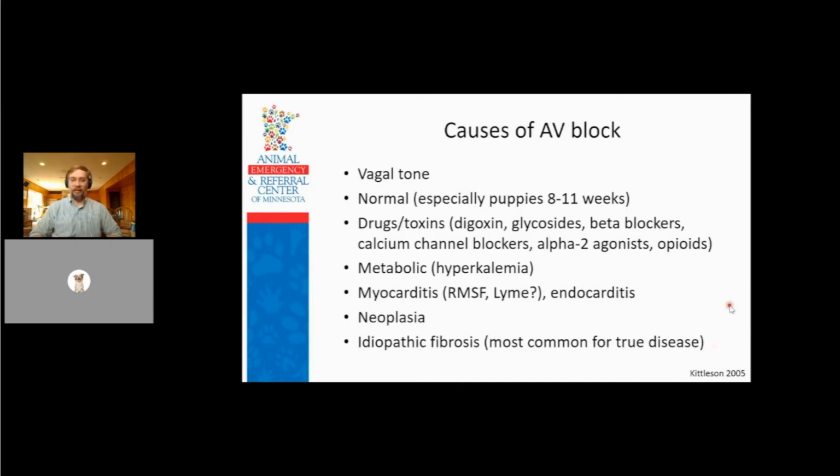But idiopathic fibrosis here is the most common cause of primary AV nodal degeneration in dogs. Endocarditis or neoplasia, the aortic valve is right by that AV node, and if you have a vegetative bacterial lesion that can eat into the AV node, or you can get tumors there, not as common either.